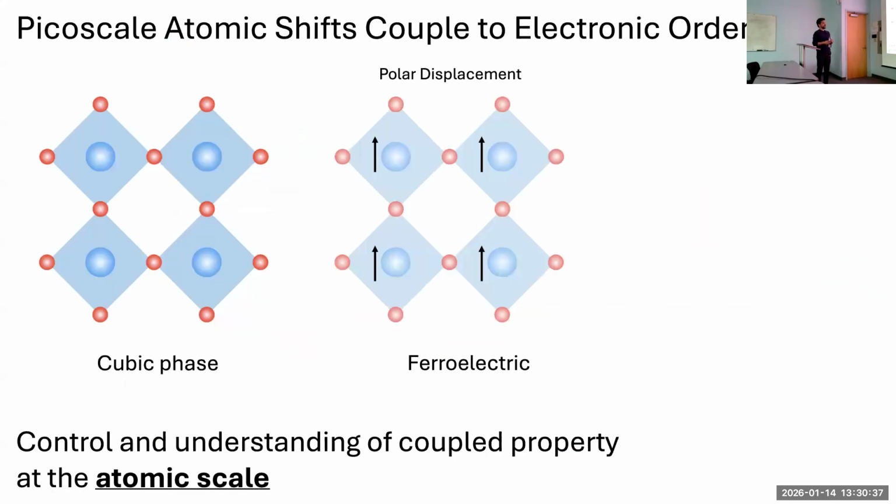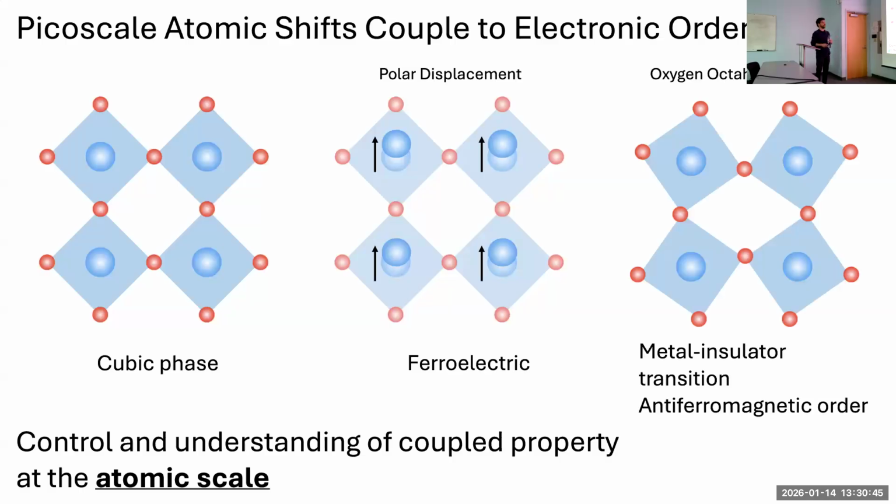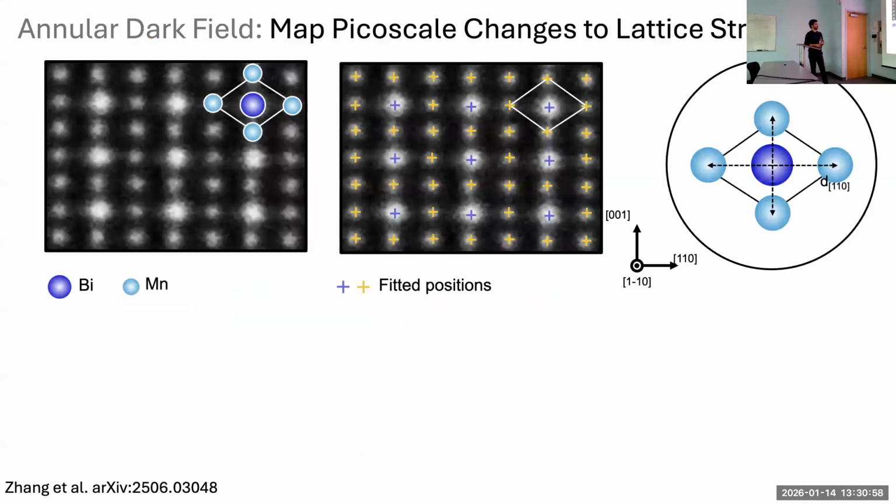So why do we care about 1 picometer? Because it turns out a lot of these atomic displacements are on that scale. Charge order, ferroelectricity, and oxygen octahedral rotations range anywhere between 2 picometers to 20 or even 30 picometers. So having the precision enables us to map these atomic displacements and visualize their behavior.